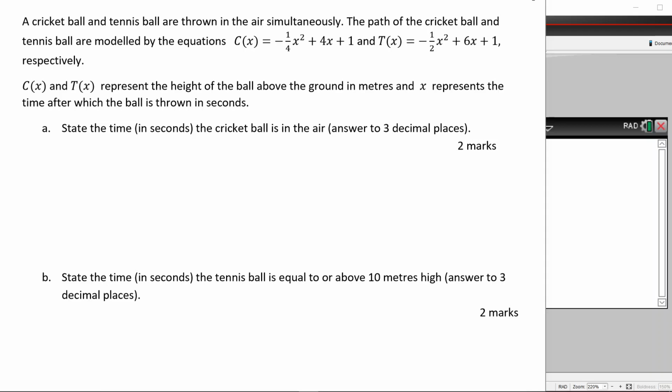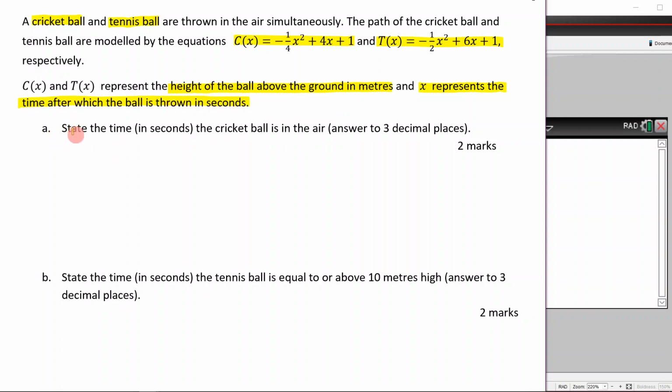Welcome. So in this video, we'll be answering this question before us. It says a cricket ball and tennis ball are thrown in the air simultaneously. The path of the cricket ball and tennis ball are modeled by the equations this and this respectively. C(x) and T(x) represent the height of the ball above the ground in meters, and x represents the time after which the ball is thrown in seconds.